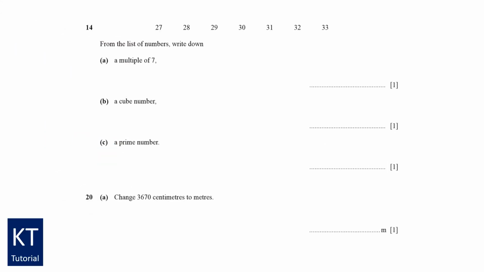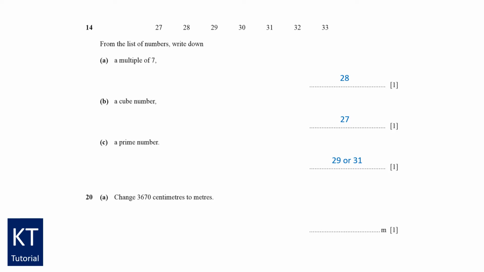Question 14. From the list of numbers, write down a multiple of 7. It is the number 28. Next, write down a cube number. It is the number 27. Next, write down a prime number. It can be either 29 or 31.